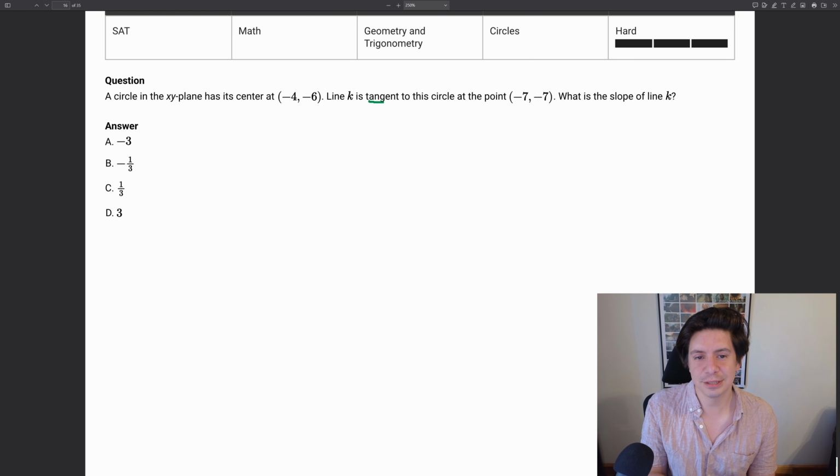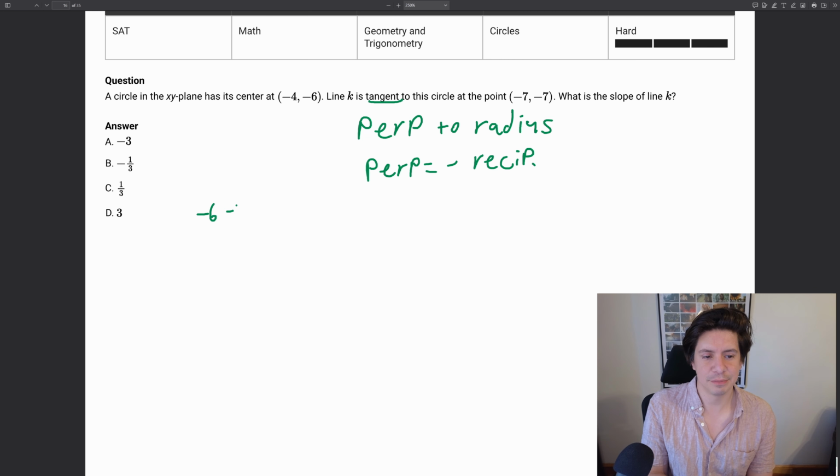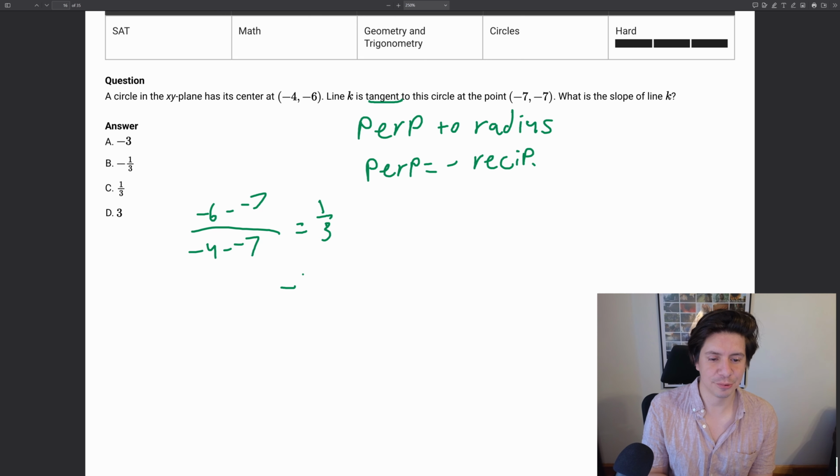So when you're tangent, you are perpendicular to the radius. So perpendicular is going to be negative reciprocal. In this case, let's find the slope of the radius from here to here. And that's going to be (-6 minus -7) over (-4 minus -7). And that's going to be 1/3. So then the slope of the other one will be the negative reciprocal of that. It'll be -3/1. It'll be -3.